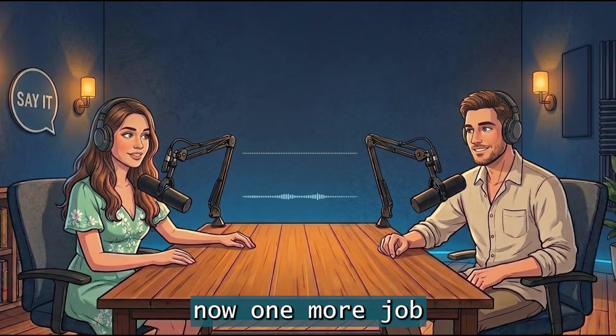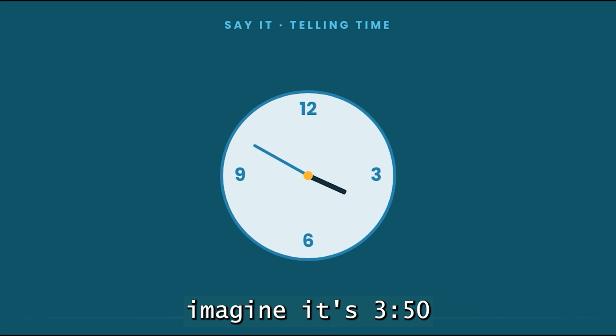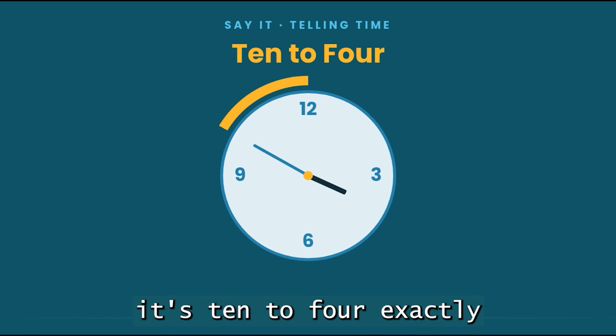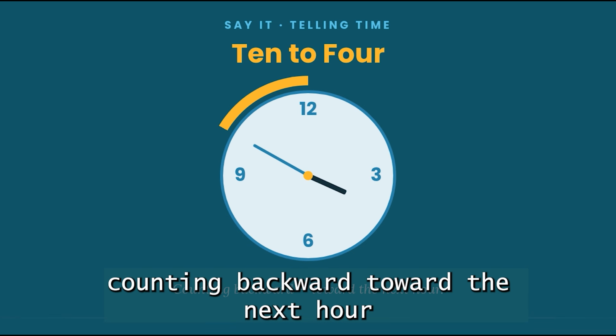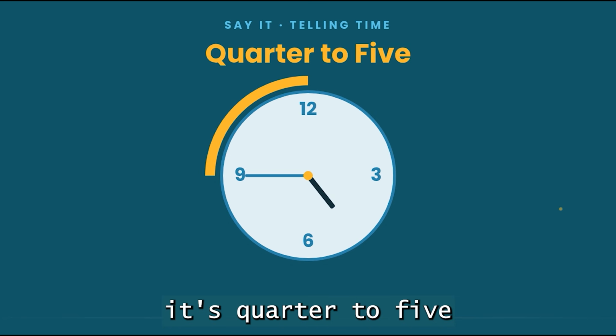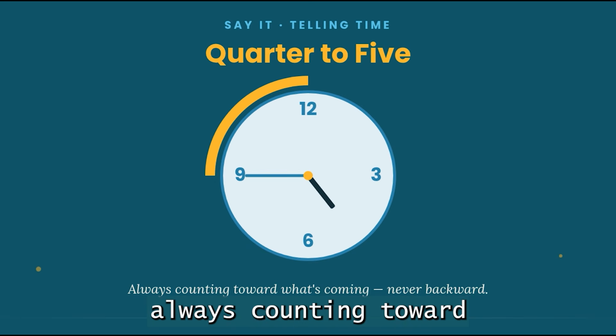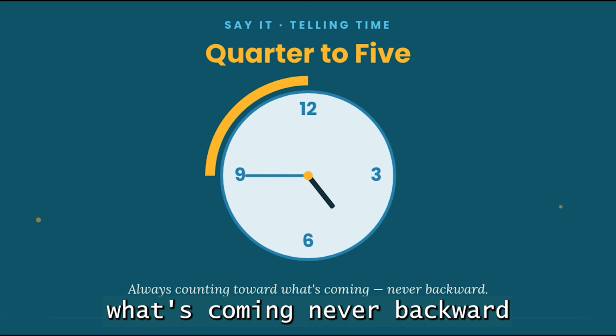Now, one more job: to for telling time. Like clock time? Right. Imagine it's 3:50. It's 10 to 4. Exactly. Counting backward toward the next hour. Give me one with quarter. It's quarter to 5, so 4:45. Right. Always counting toward what's coming, never backward.